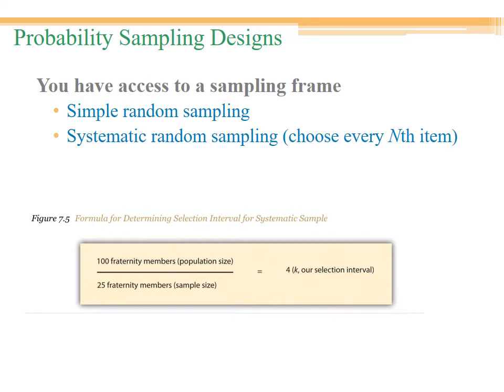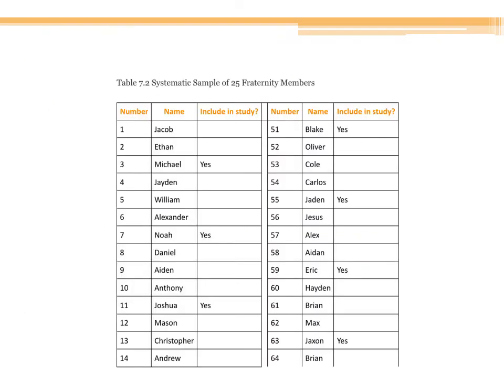Let's look at this. So here's our sampling frame, a list of every member of our population, in this case fraternity members. And we randomly choose a number to start with, number 3, because you don't want to start with 1 every time, it would not be random. And then we choose every fourth member, since that's our interval that we arrived at.